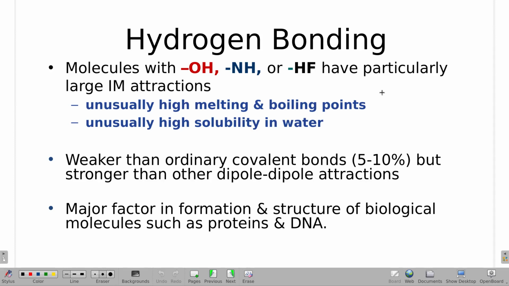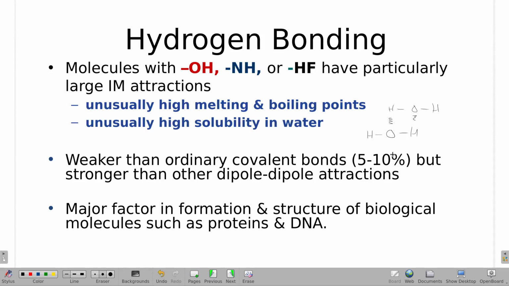All right. Compared to other attractions, these are some of the strongest ones. They're about 5 to 10% the strength of a typical covalent bond. So the water molecules themselves, the actual bonds between the O and H, are stronger than these attractions. But the attractions are very close to being 5 to 10% of that overall strength.